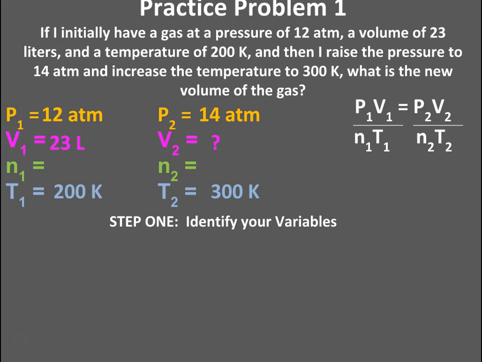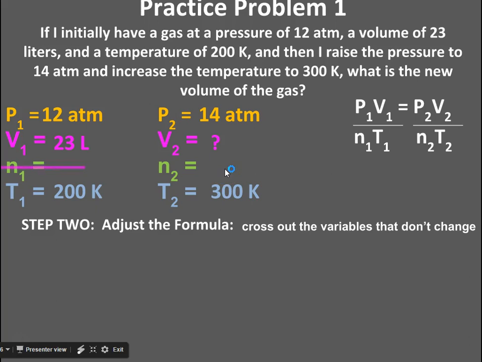You'll notice that it said nothing about the amount of gas in my sample. If it is not mentioned, or if the number doesn't change, that means it's being held constant from the initial to the new sample, or the new version of the sample. If it doesn't change or it's the same, I'm going to be able to cross that off, and it's going to cancel in my formula, so I don't have to include it in my math, so I can cross it off.